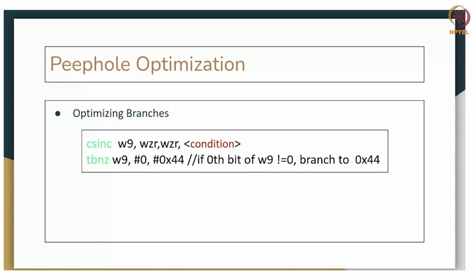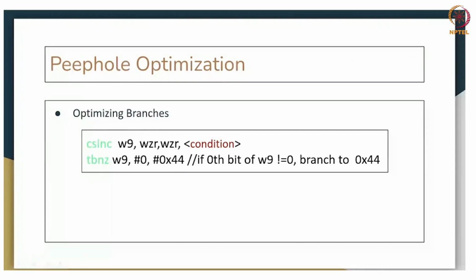So these are machine dependent instructions and machine dependent code transformations. This can be converted to a branch on condition where you take the negative of the condition, and if that is true, you branch to address 0x44. Because if the condition is false, W9 becomes the zero register plus 1, making W9 1, which is non-zero. For that to happen, the negative of the condition should be used: if the negative of the condition is true, then branch to 0x44.